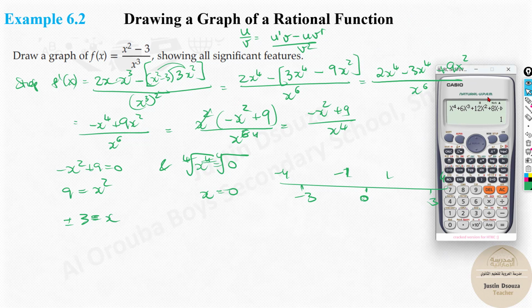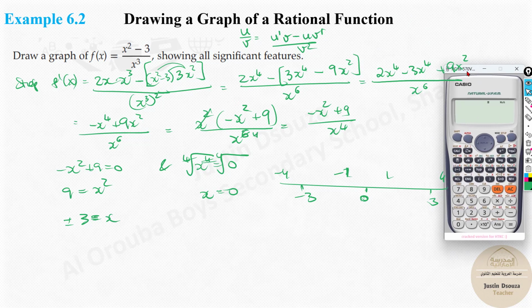Now we will put the test values in the calculator. First, you need to put this equation in the calculator as it is. Minus alpha x squared plus 9 divided by alpha x to the power 4. Sorry, this is down in the denominator, alpha x to the power 4. Now just type this as it is. Now it's up to you. You can even type this equation or the simplified one. It's easier if you put the simplified one. Now calculate at all these test values.